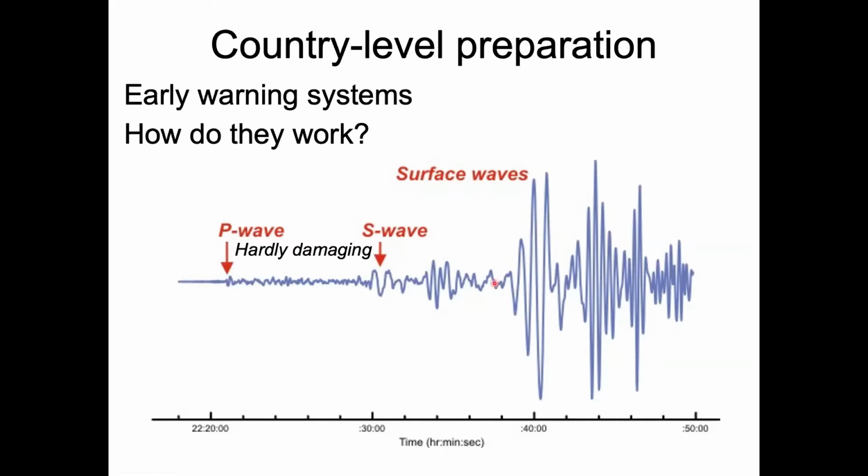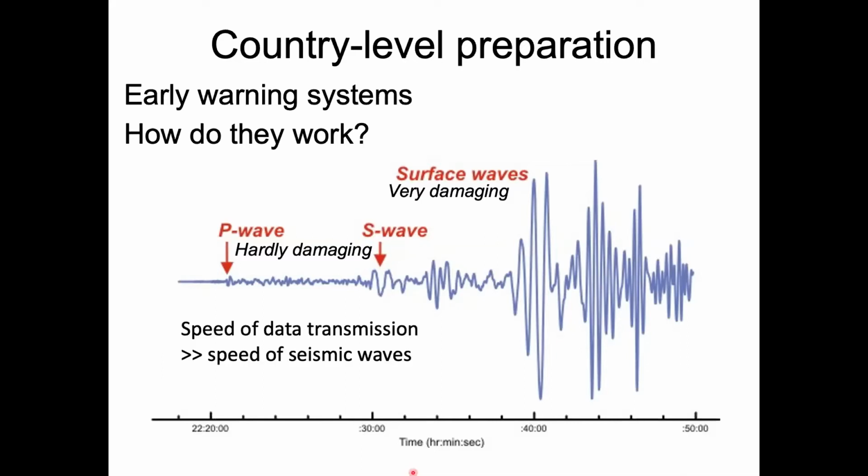However, the surface waves are very, very damaging. Those are the ones that cause the vast majority of the damage. But you can see that there's a time delay between the P waves arriving and the surface waves beginning. And the speed of these seismic waves is much, much lower than the speed that we can send data via the internet or via cables. So the way that we can use this is, if there are seismometers that measure those initial P waves, we can then use computers and modeling to predict how big the surface waves are going to be and when they are going to arrive.